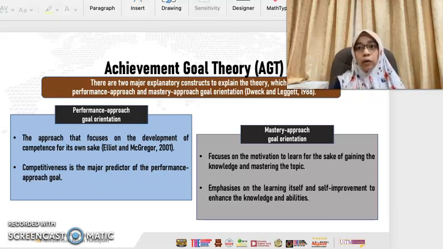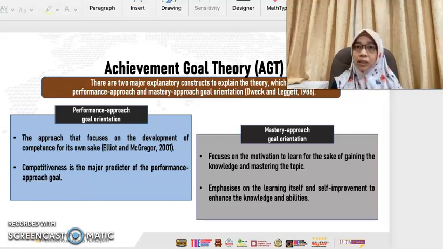So this one is opposed to the mastery approach. In a mastery approach, goal orientation looks into the motivation to learn for the sake of gaining the knowledge and mastering the topic. As the name implies, the student wants to master that particular topic. That is why they study. They acquire the knowledge because they want to master.